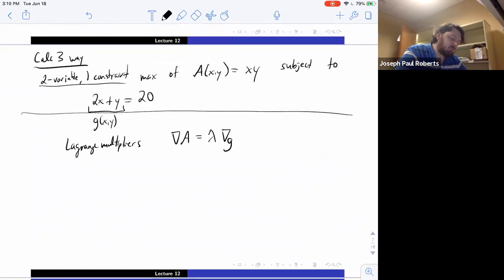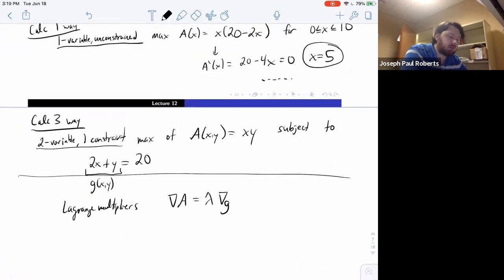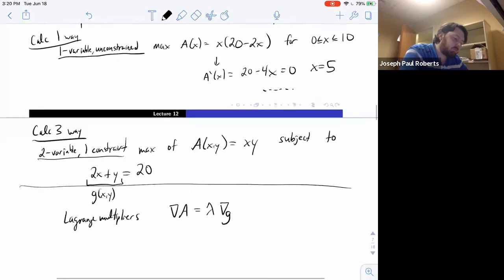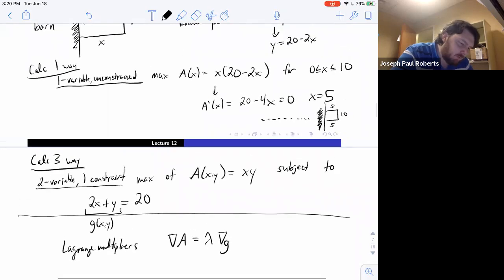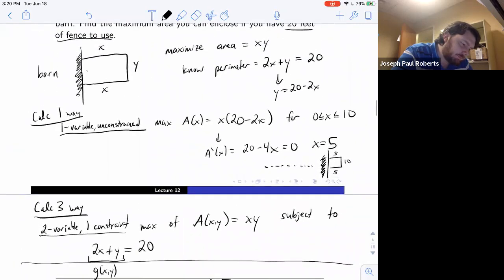So, okay, let's set that up and make sure that we get the same answer. But yeah, so after more work, you'd say that, okay, this is 5, this is 5, this is 10, is the maximum area that we can enclose.